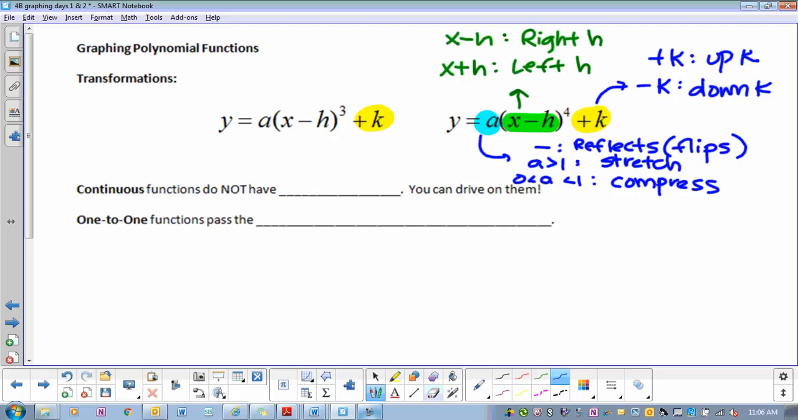So here's the thing, how do you know if a function is continuous? If you were driving on that function, you can keep driving on it, you don't have to stop. It means that they do not have any holes, gaps, or breaks. Basically you could just drive on them, or you could trace it with your finger and not move it. Okay.